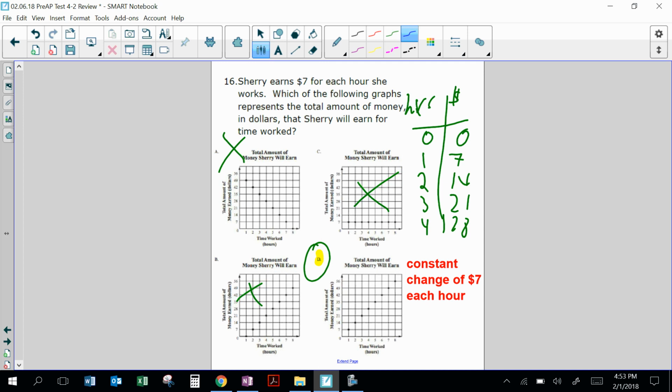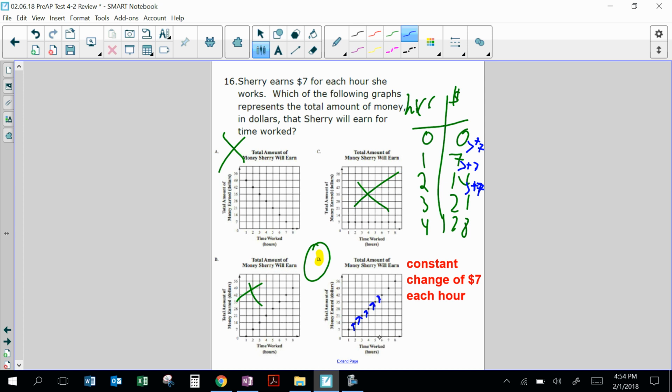Another way to figure this out: what is the constant rate of change? What is this changing by? Plus 7. Plus 7. Plus 7. Which graph shows a constant change of plus 7? If you look here, plus 7, plus 7, plus 7, plus 7.